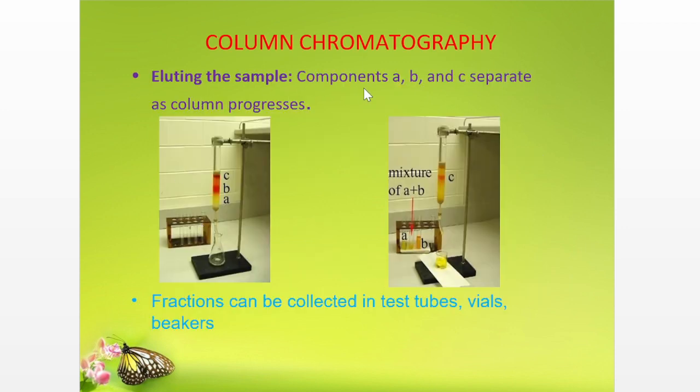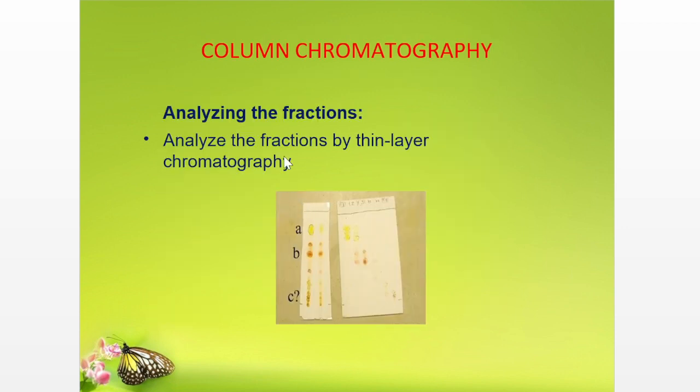Eluting the sample components A, B, and C, which separate in the column process. A fraction can be collected in test tubes or beakers. Each color is separated into a different test tube. Analyze the fractions by thin layer chromatography.